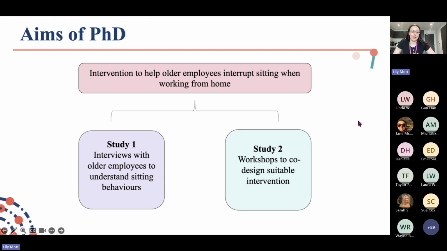So the overall aim of my PhD was to design an intervention to help older employees interrupt their sitting when working from home. To do this, I conducted two main studies. The first one was a series of interviews with older employees to really understand their sitting behaviours, which is what I'll be going through today. And then the second study was a series of co-design workshops to help come up with an actual intervention in response to the barriers that were identified in the first study.